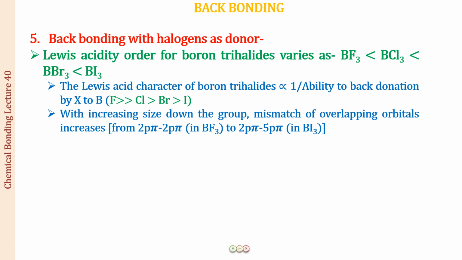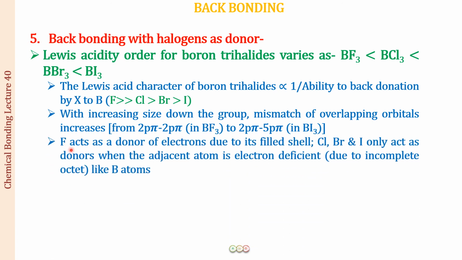The strength is going to be more, and because of the electron donation by fluorine to boron, what would we get? The deficiency of the boron atom is going to decrease, and hence it will have less tendency to accept electrons from any other Lewis base. So it is going to have a decreased electron deficiency.